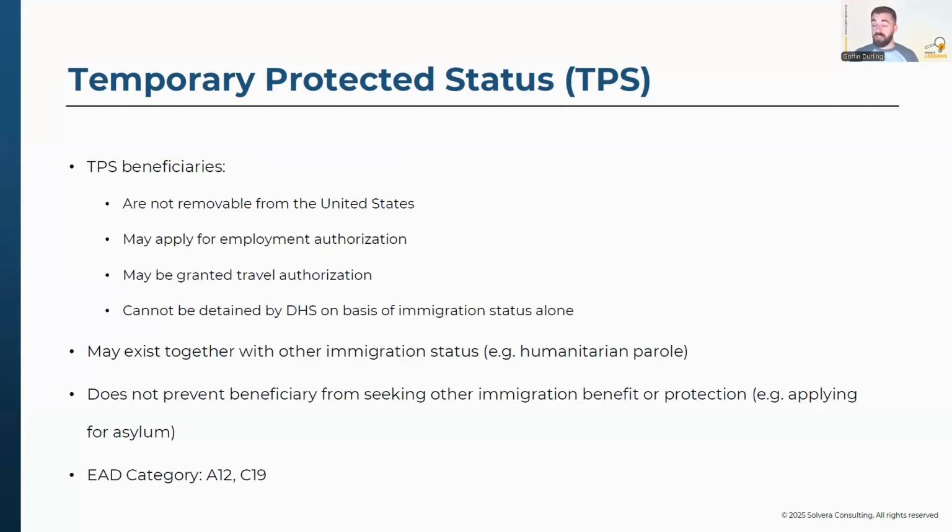As I mentioned previously, TPS may exist alongside other immigration statuses. So it's very common that someone with TPS may also have parole or have previously had parole. A TPS beneficiary may also be an asylum seeker with a pending asylum application, because TPS does not prevent a beneficiary from seeking another immigration benefit or protection.